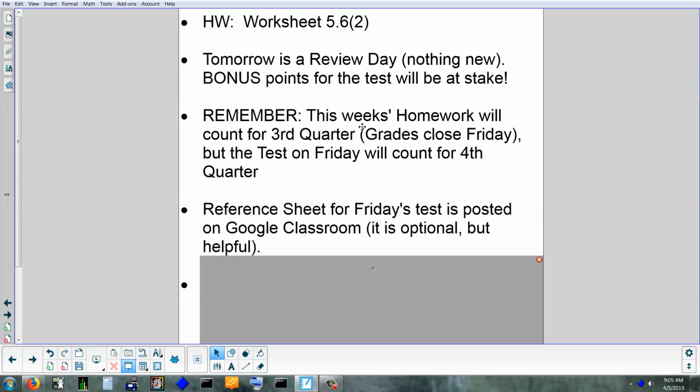Reference sheet, it's been up since Monday afternoon. Again, it's optional, but like we've said all week, it is helpful, especially to fill out the chart and how you shade and what kind of lines you draw. The one we did today, I think it was example 2C, we had to flip the sign. That would be a good one to get on there too. But again, you don't have to do it, it's up to you.